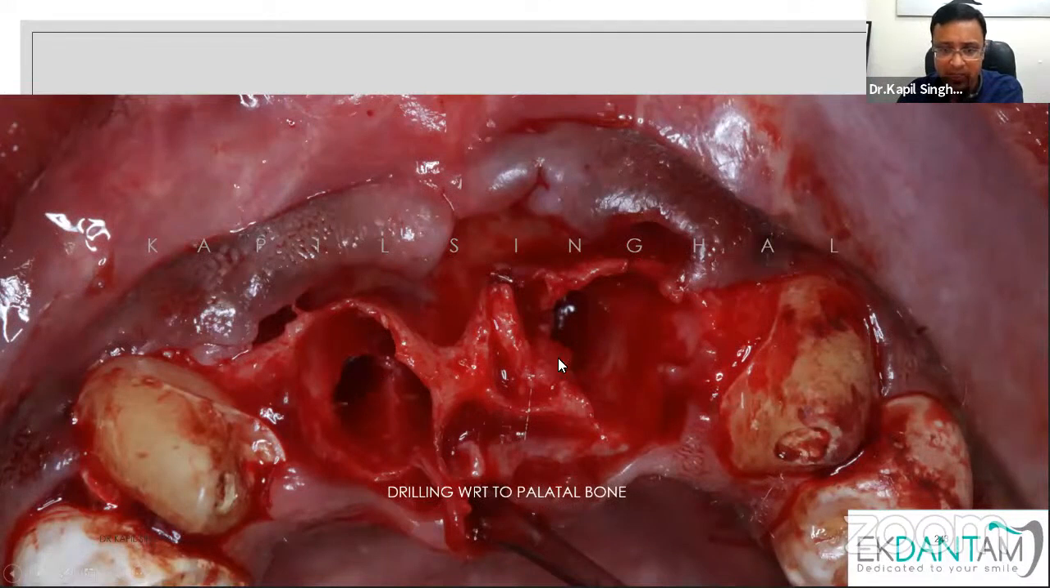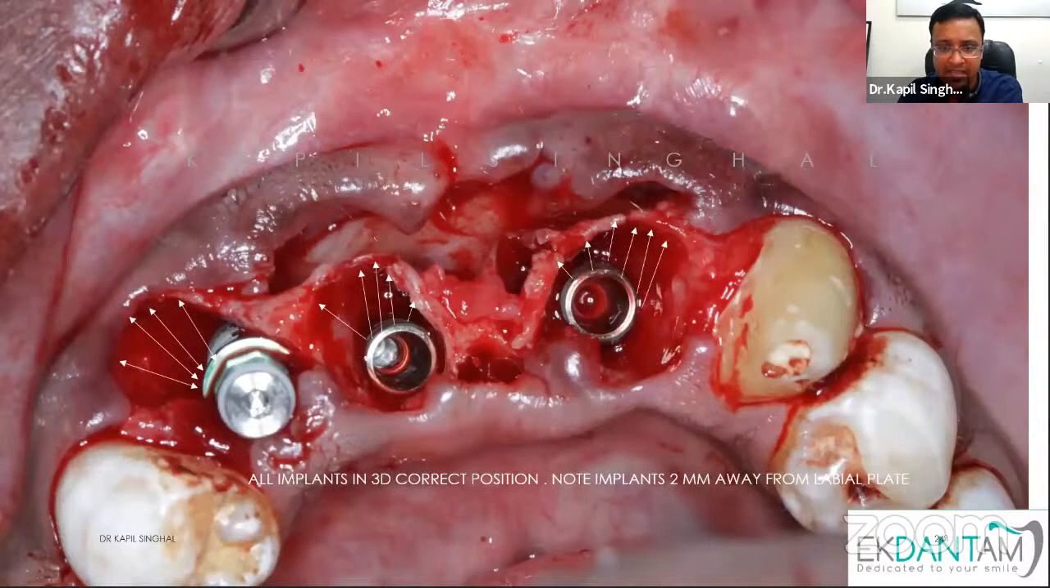Okay, so I drilled my osteotomy. You can see the osteotomy in the palatal bone. I drilled my osteotomy in the palatal bone, and I placed my implant. And see my placements. My implants are placed away from the labial plate. Now I need to graft it, and I need to close the flap without any tension.